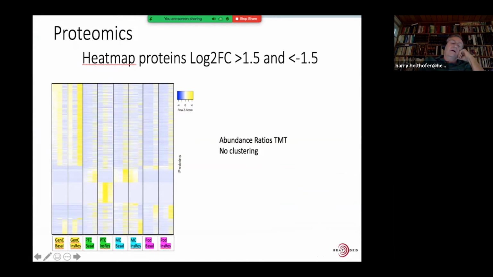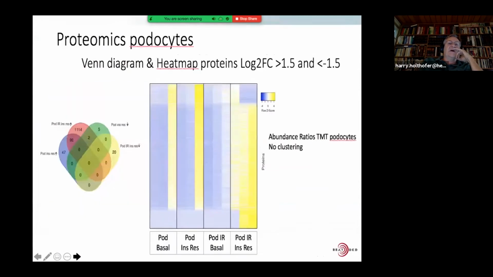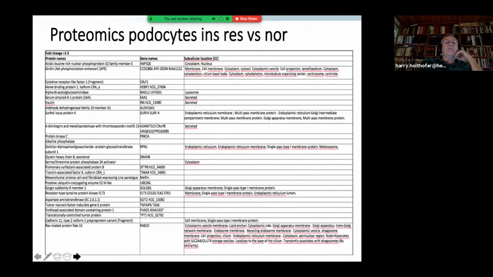Yes, we are doing quite a bit of proteomics at the same time, in the different settings and different cell types. Here with the proteomics of podocytes, we are doing basal conditions, insulin resistance, and the other sets, and we can really identify the different markers in these different settings, which means that we can then develop lists of proteins which are increased or decreased in these settings.